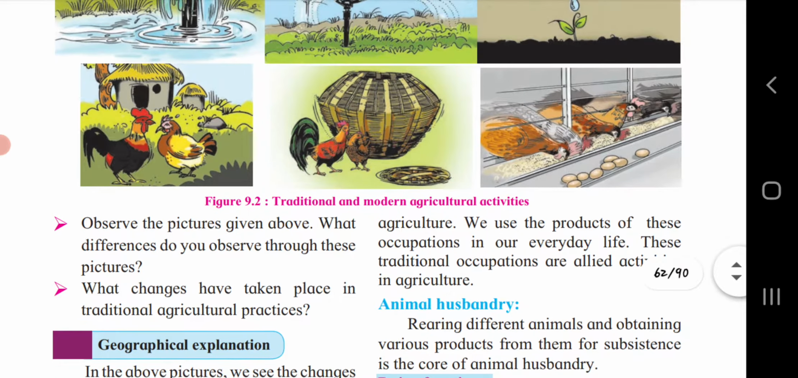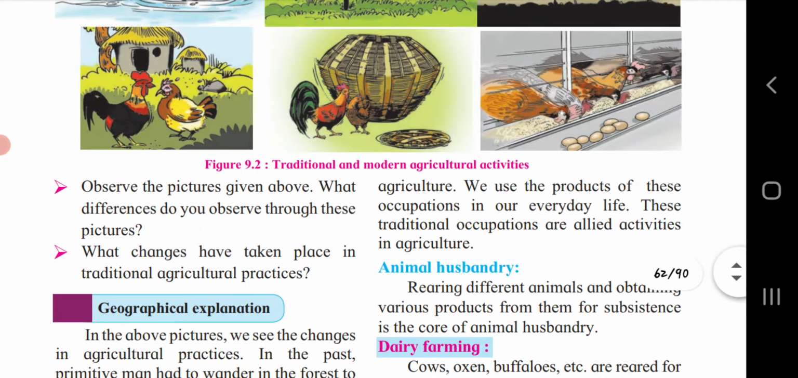The last line shows that the initial picture shows hens being reared in the open. And the next picture shows the use of baskets for rearing hens so that the eggs procured from them are safe. Next, the last picture shows use of modern poultry farming techniques. Here the hens are reared on a large scale in such a manner that they get adequate food and water so that they give a large produce of eggs.